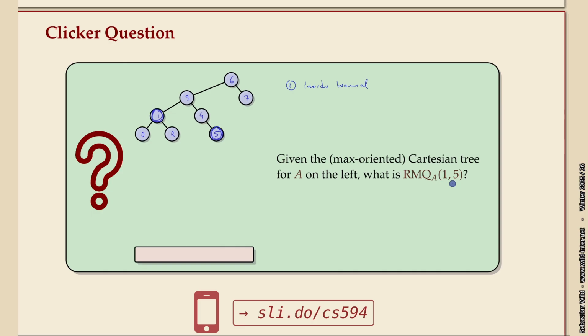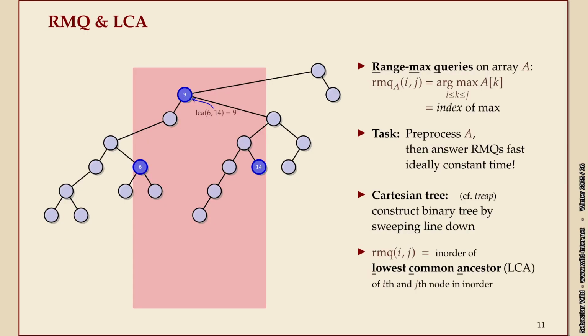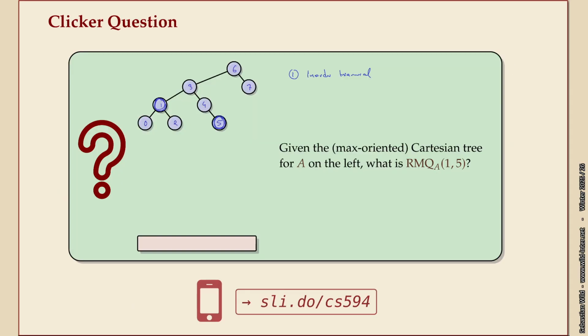In this chapter, I made the endpoints inclusive for no good reason other than lack of interest to change the pictures. So where's the range max? What do we have to do for these two? We have to find the lowest common ancestor, which of course you can do by walking up and seeing where the paths meet. So that's the guy at index 3.